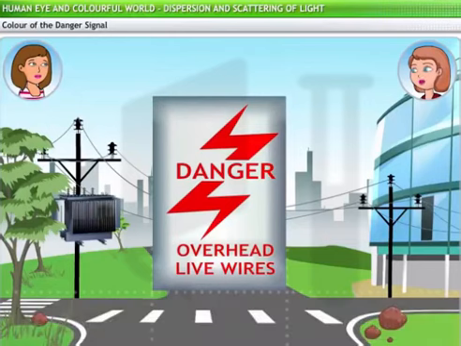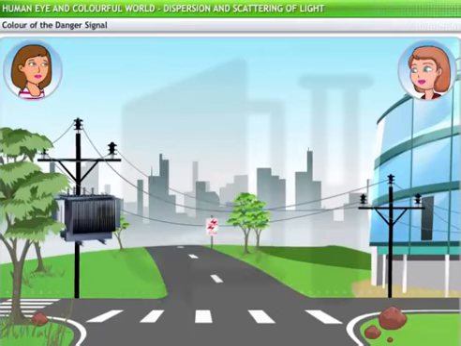Actually, that's a very good example. Red has a longer wavelength, and hence it is least scattered in any type of atmospheric conditions. Due to this, the signal appears without change in color for longer distances. Therefore, it is effective to indicate the danger signal universally.